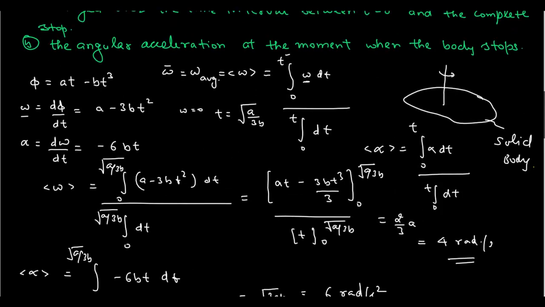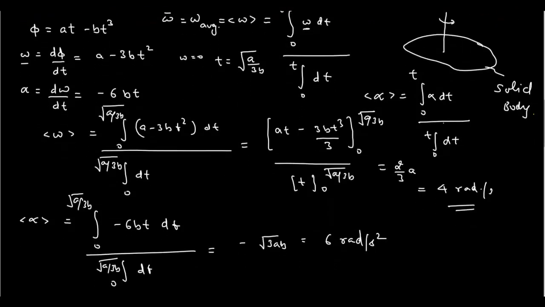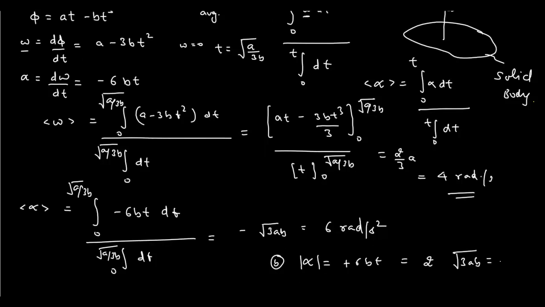Now in part B, we have to calculate the angular acceleration at the moment when the body stops. So we have calculated the formula for angular acceleration. That angular acceleration is equal to minus 6bt, and its magnitude will be plus, and we have calculated this time t also. So if we substitute the value, we will get this alpha as 2 square root of 3ab, and square root of 3ab is 6, so it is equal to 2 into 6, which is 12 radians per second square.